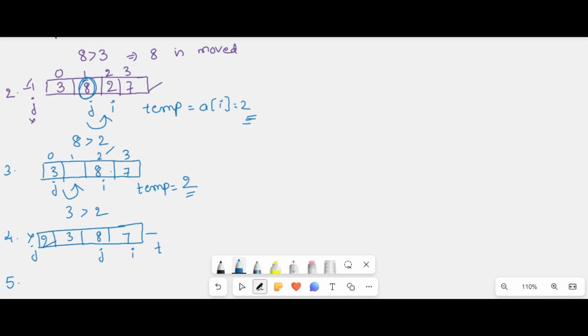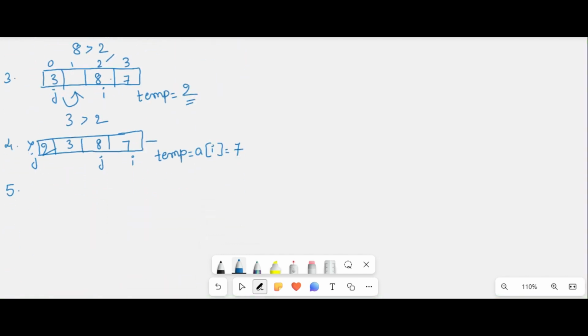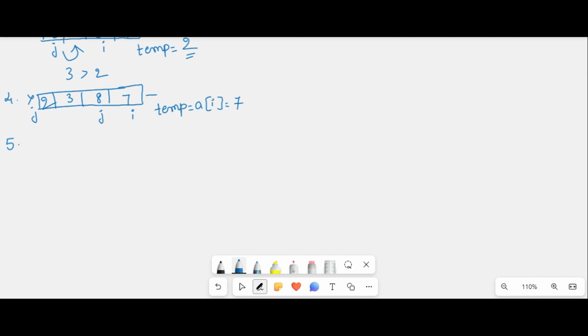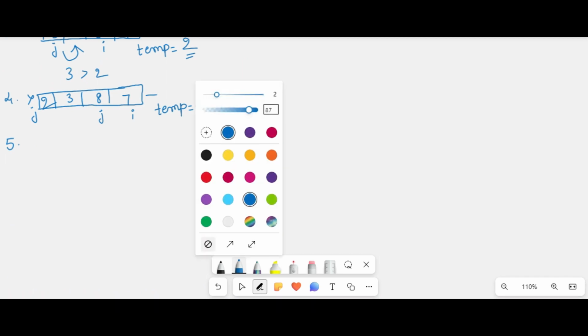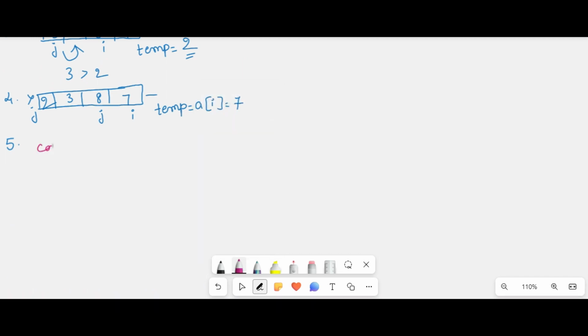J equal to 8. Now what is temp? Temp equal to a of I, which is nothing but 7. So now compare 8 and 7. As 8 is greater than 7 now, 8 is moved one position right side.